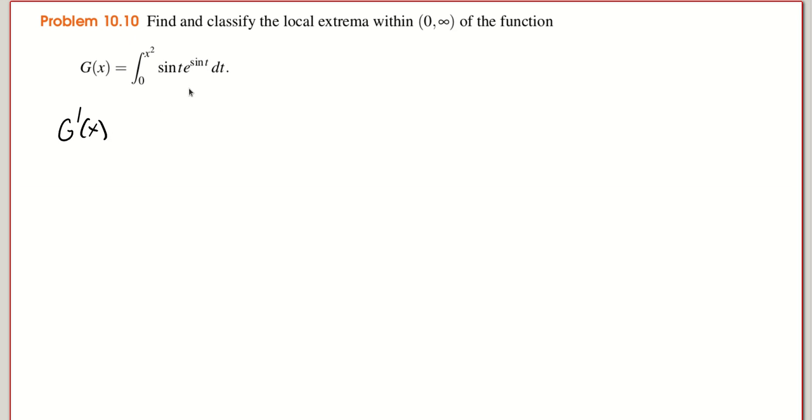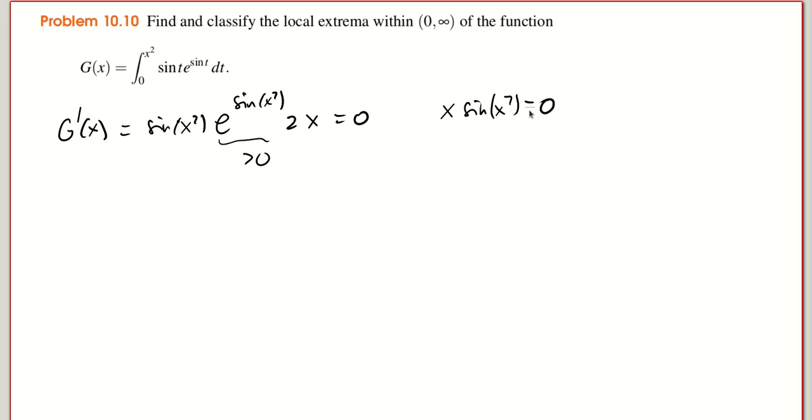And using Leibniz rule, this is the sine of x squared, the exponential of the sine of x squared, multiplied by the derivative of this, which is 2x. Okay? Right, so this equal to 0 determines the points that are possible candidates to be local extrema of the function. Now, this number is always positive, so it's 2. So the equation we have to solve is this one, equal to 0, right?